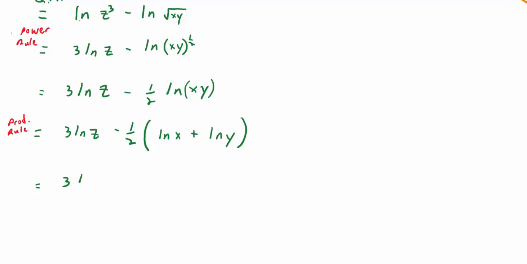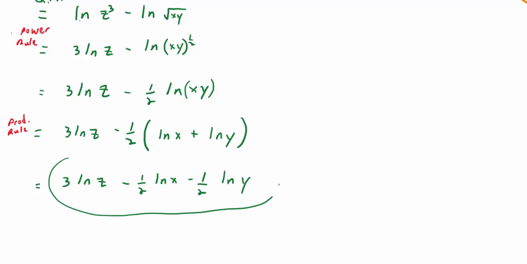I'm going to distribute the minus 1/2. What does that give me? 3 natural log of z minus 1/2 natural log of x minus 1/2 natural log of y. And now it's expanded as much as possible.